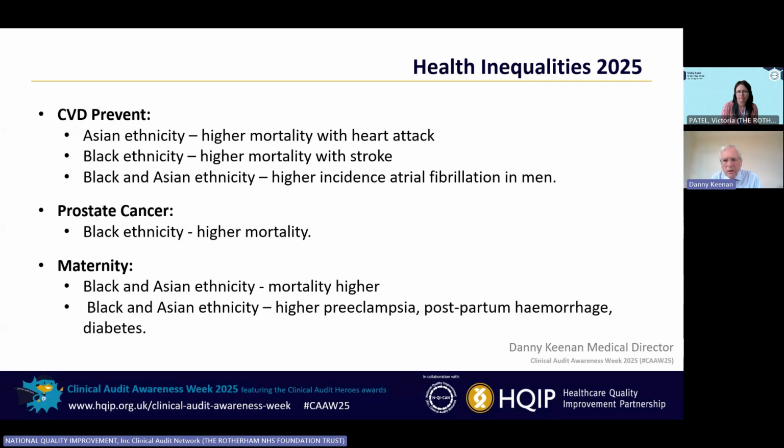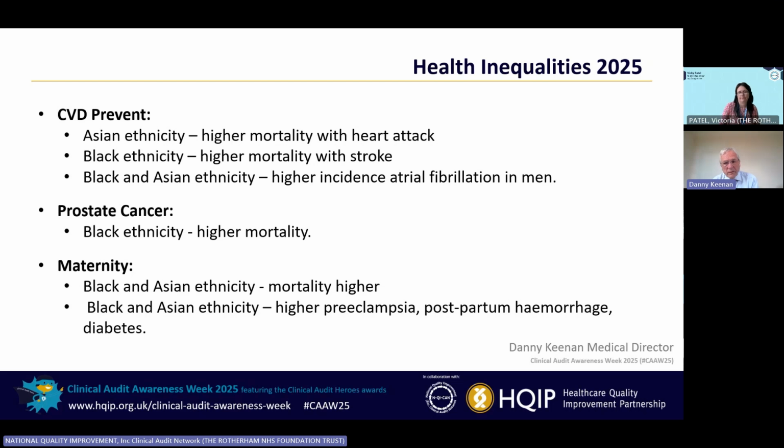So CVD, prevent cardiovascular disease. Asian ethnicity gives you a higher mortality with a heart attack across the board, more likely to die if you're Asian than the rest of the population. Black ethnicity, higher mortality with stroke. And then together, things like atrial fibrillation. Atrial fibrillation is responsible for a lot of morbidity in men and indeed in the population. And again, higher incidence in atrial fibrillation. These are things that we in a caring society need to be thinking about, working on, and getting strategies, and possibly bespoke approaches for these populations. So maybe if it works in one group, it's not working in the other group. So more bespoke approaches. And I think that's going to be important for solutions in this world.